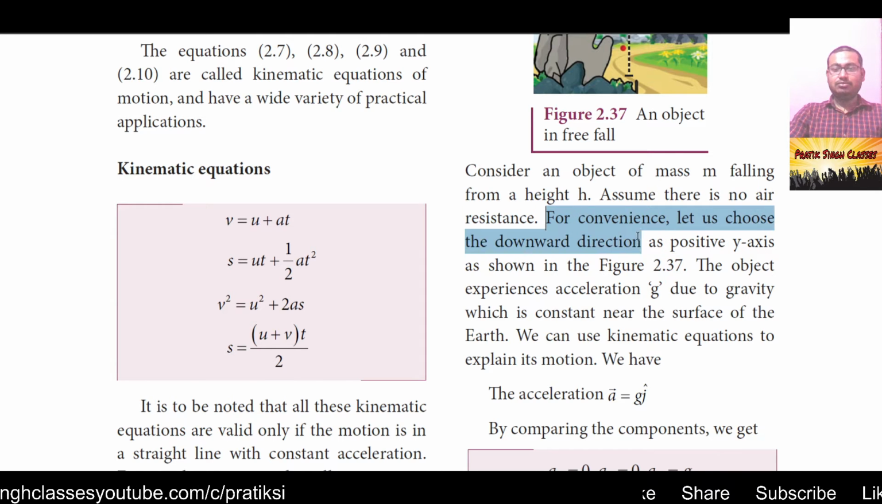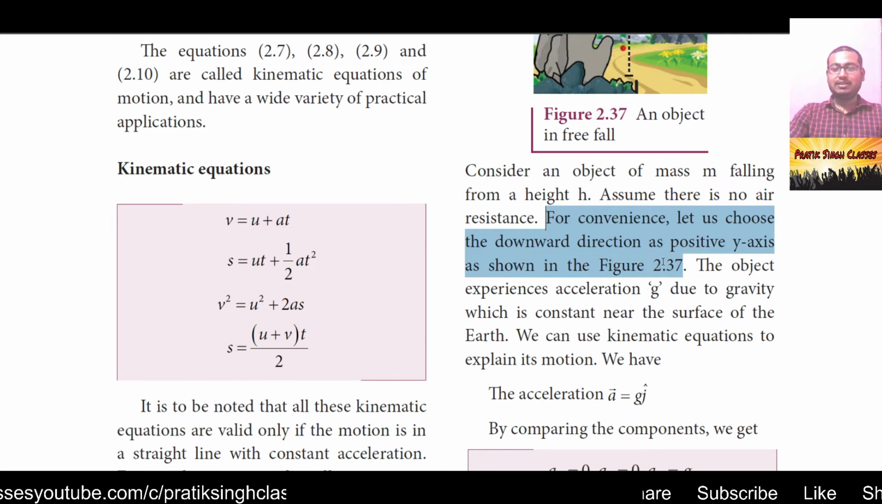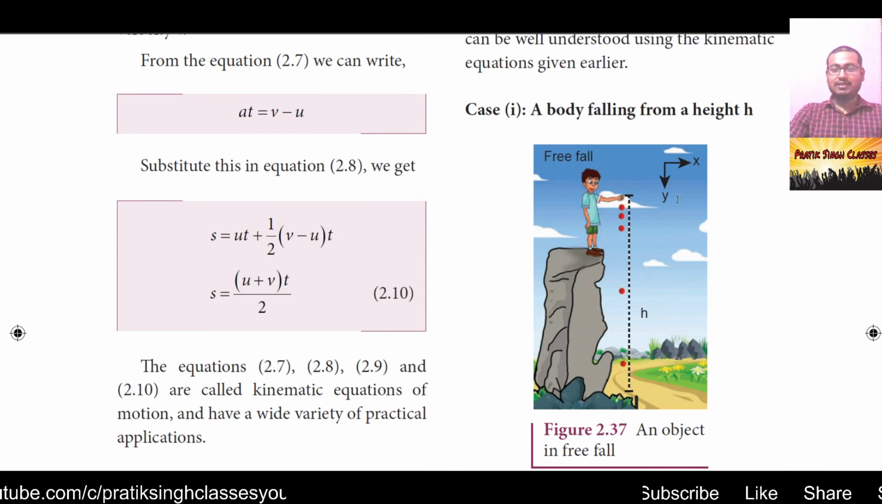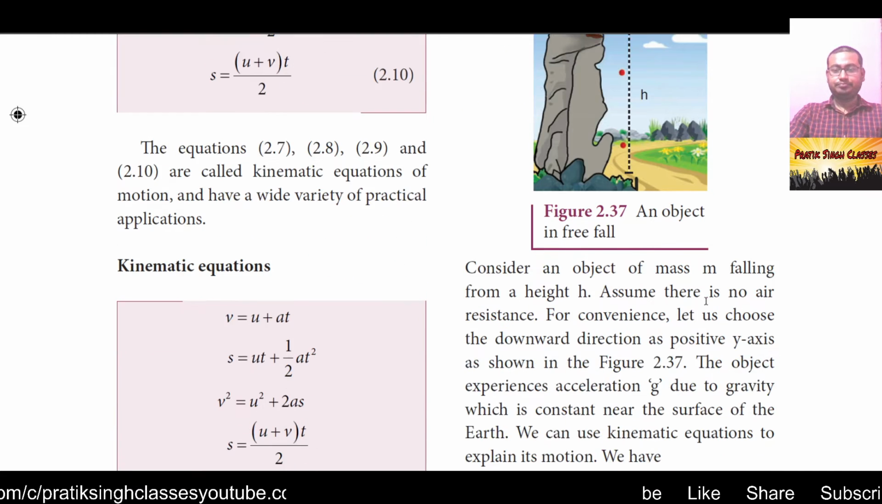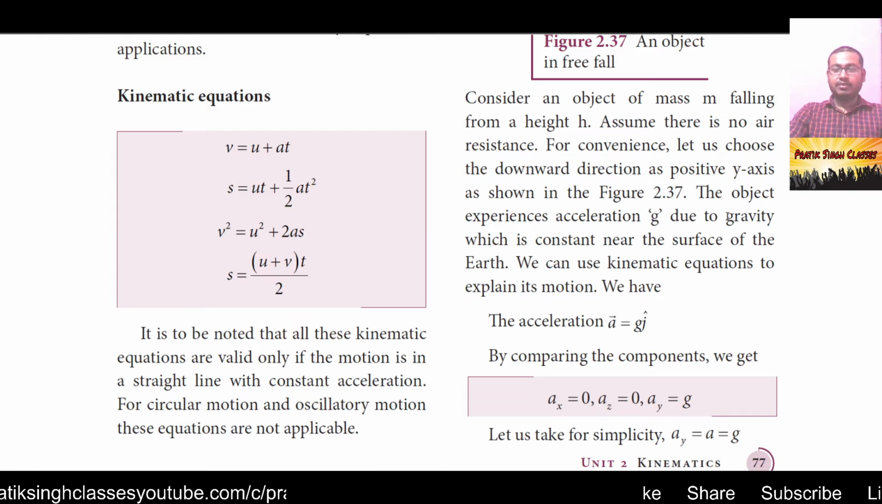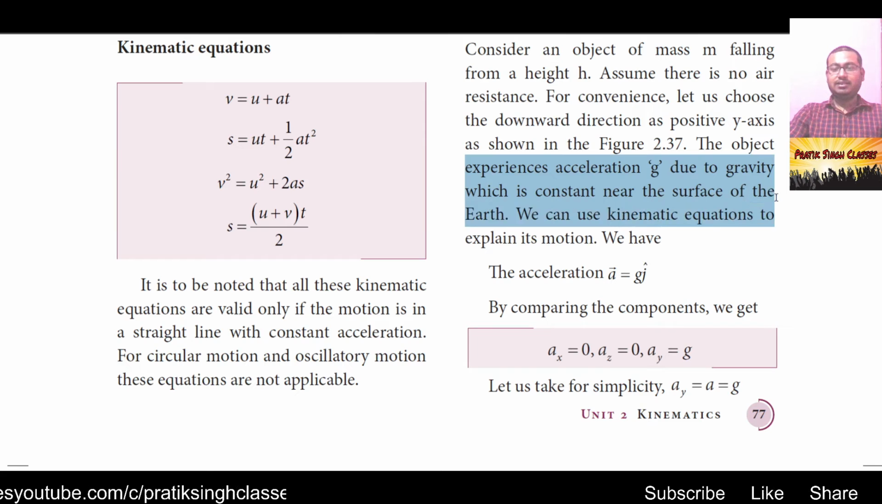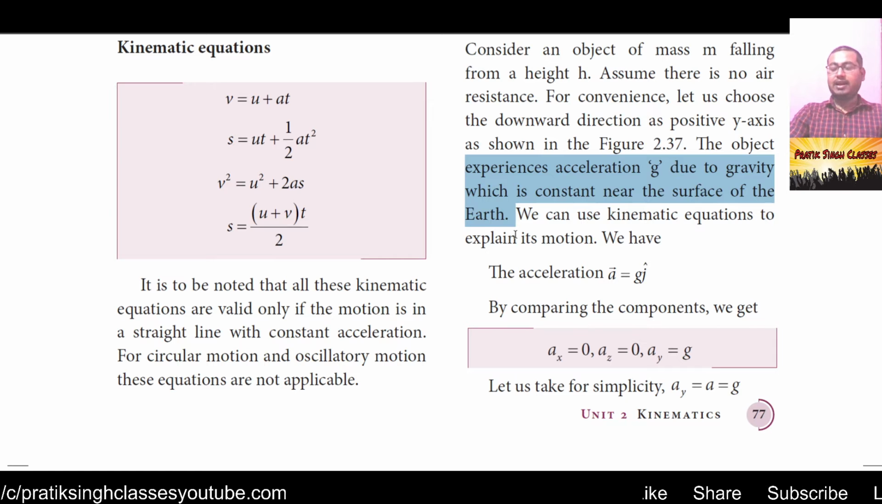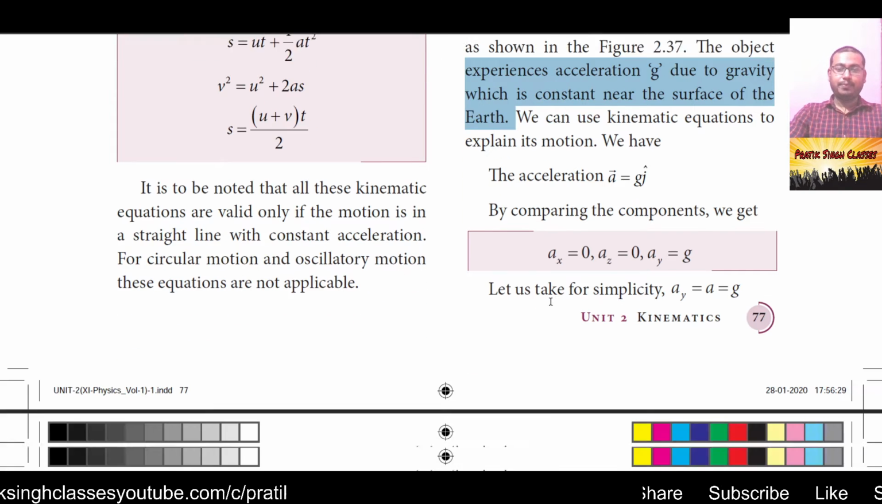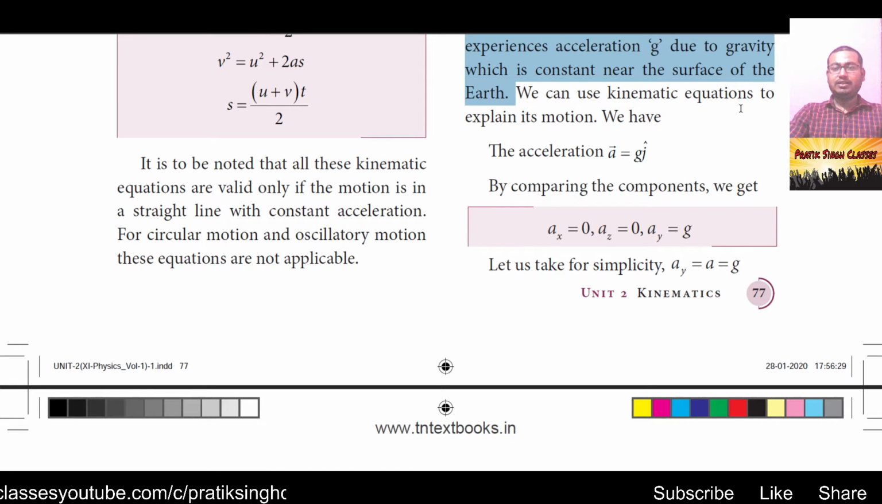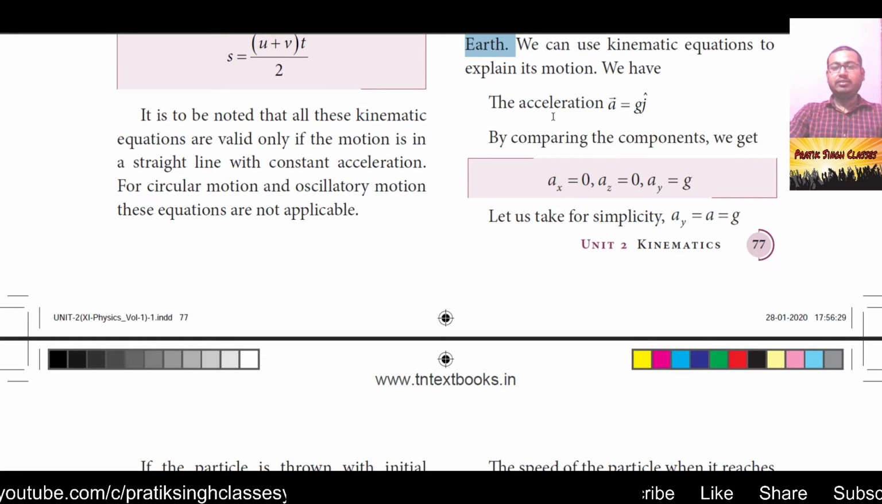For convenience, let us choose the downward direction as the positive y-axis, as shown in the figure. The object experiences acceleration g due to gravity, which is constant near the surface of the earth. Keep in mind that wherever this is given, it is near the surface of the earth, that means the height should not be very large. We can use kinematic equations for these types of motions. Here we will have acceleration a equal to g j cap. So here vector a is given, writing acceleration in vector form.